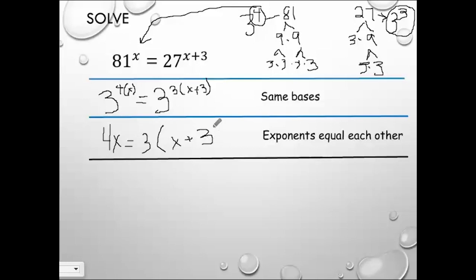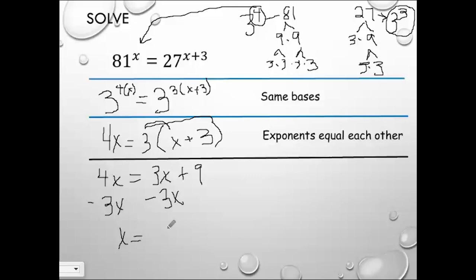Now, order of operations tells me I should apply the distributive property here to get rid of these parentheses. So I'm going to take this 3 and multiply it by the x, and I'm going to take the 3 and multiply it by the 3. Now, I want to get all the x's to the same side. I'm going to move this 3x to the other side so that they're all together. Since it's a positive 3x, I'll subtract 3x from both sides. And this now leaves me with x equals 9. And there's my answer. I could plug it back in and do the math in my calculator to check that I have the correct solution, which is always an excellent idea.